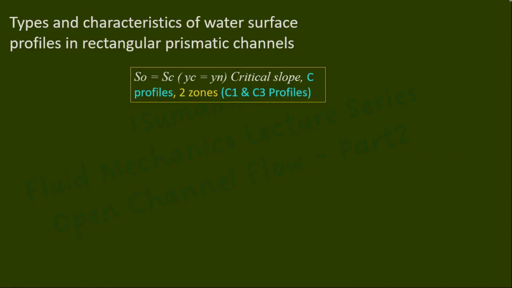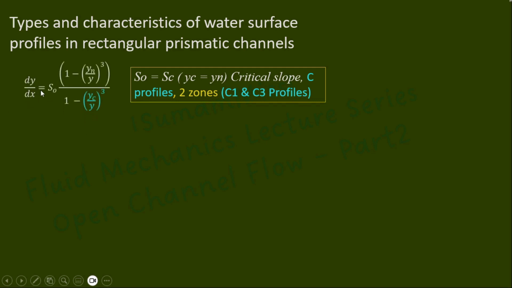Now let us discuss the critical slope. For the critical slope, S0 equals SC, or YC equals YN. Since YC equals YN, zone 2 is absent here. Only zone 1 and zone 3 are available. That means for critical slopes, C1 and C3 profiles are available.